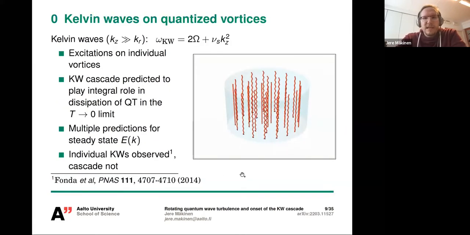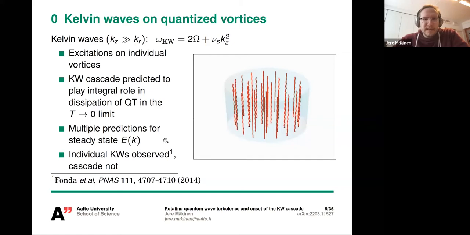Now, Kelvin waves, on the other hand, are excitations on individual vortices, so they are in the short wavelength limit. They are helical excitations on a single vortex. And a cascade of Kelvin waves has a crucial role in quantum turbulence in the zero temperature limit, since they are the only thing that is predicted to transfer energy to small enough length scales such that dissipation could take place.